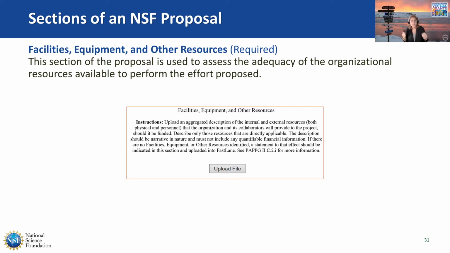And so this section assesses the adequacy of the organizational resources, whether it is personnel, equipment, facilities, everything of that nature that you are dedicating to a project. It also could be one of your collaborators that is providing or donating to that project. Again, that is something that would help a reviewer assess whether you have everything you need to carry out the research as proposed.